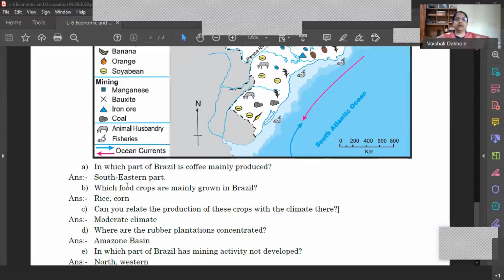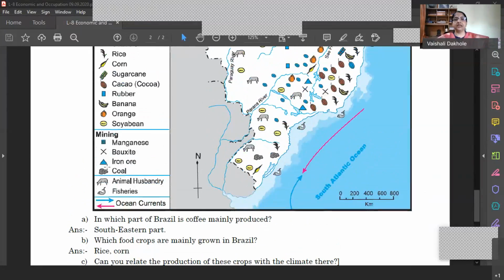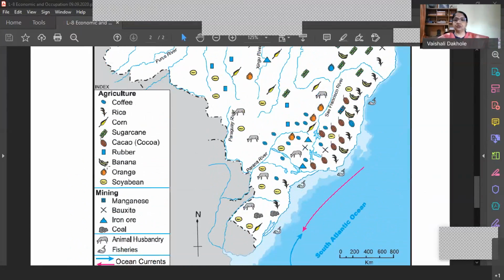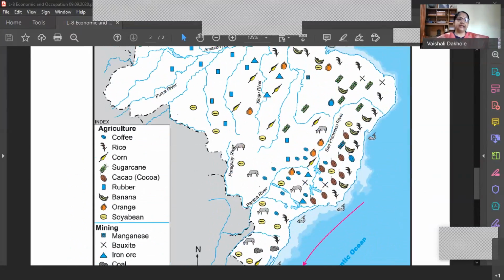Now in this map you have to see which food crops are shown. So in the index you get first rice and corn. Rice is shown there with a different symbol, and corn also with a different symbol. Now rice signs are shown on the eastern coast of Brazil. Now you can check it.